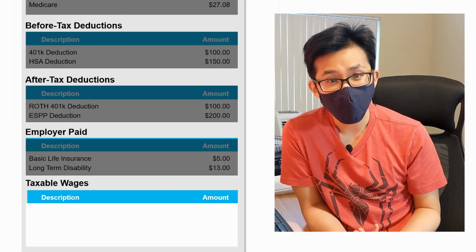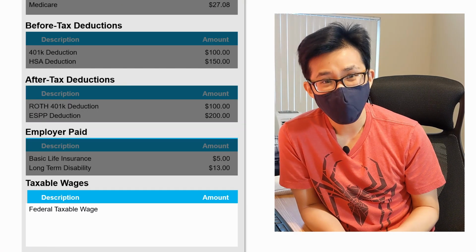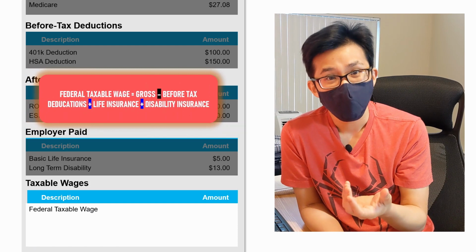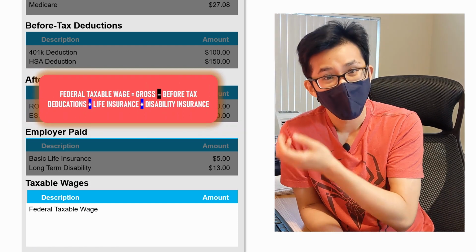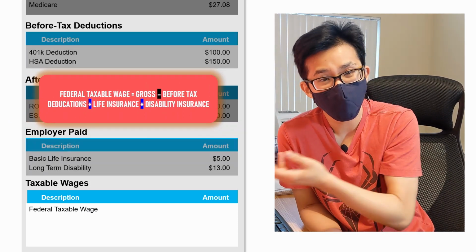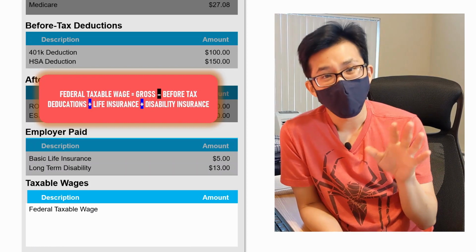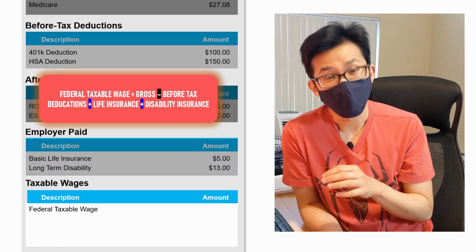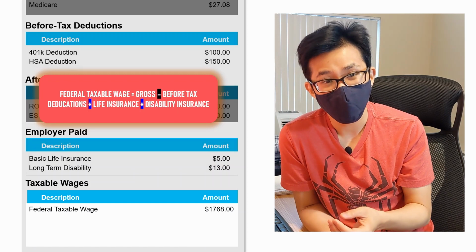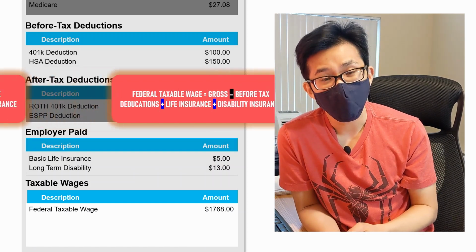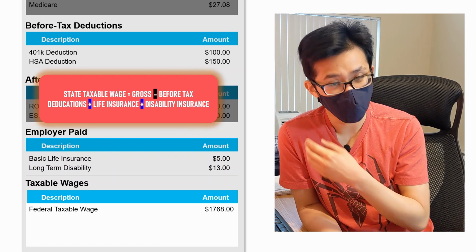Remember from the earlier section, we have 4 different kinds of taxes: federal tax, state tax, social security tax, and your Medicare tax. How are these 4 calculated? Alright, let's take a look. For the federal level taxable wage, it is calculated as such: gross income minus pre-tax deductions plus basic life insurance plus disability insurance. So with the numbers shown in this example here, the number computes to $1,768. For the state level, it is the same as the federal level.